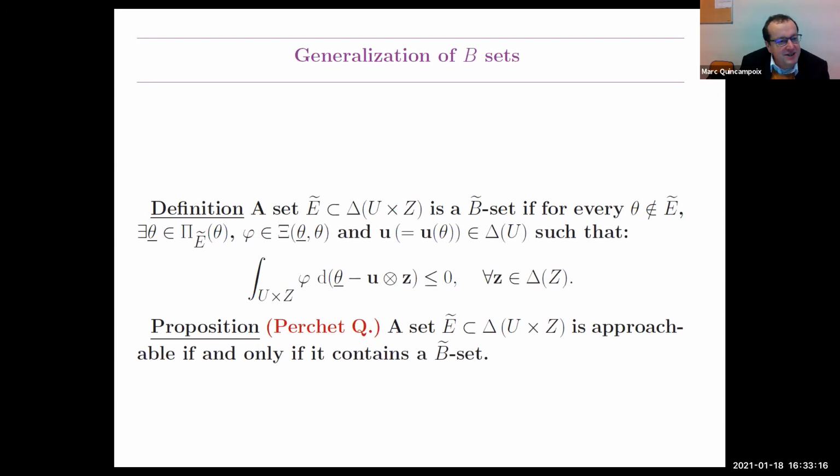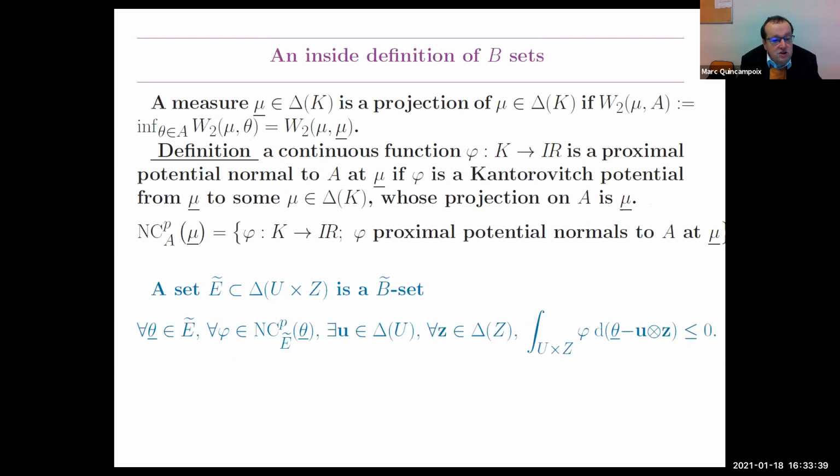This is an external condition, okay? And of course, we have proved that a set E tilde is approachable if and only if it contains a B tilde set. So this is a result, an extension of the Blackwell result in the case of partial information, partial monitoring, sorry. And the answer to what Xavier asked is the inside condition.